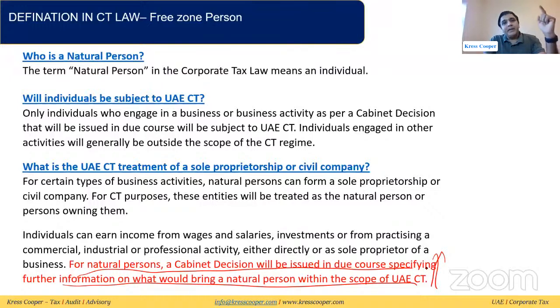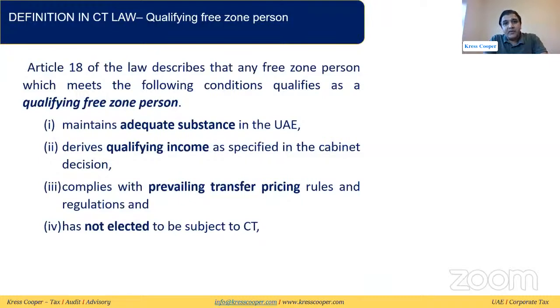But again, going back, what we established is: free zone means any designated, defined area in the cabinet decision. Free zone person is a juridical person established in the free zone, other than a natural person. Now the third thing that we discuss is qualifying free zone person. If a juridical person is established or incorporated within the free zone and this person is meeting these 4 conditions, then it will be considered a qualifying free zone person. I'm repeating: if any company or business which is a juridical person, not a natural person, is established within the free zone and fulfills these 4 conditions, then it will be considered a qualifying free zone person.